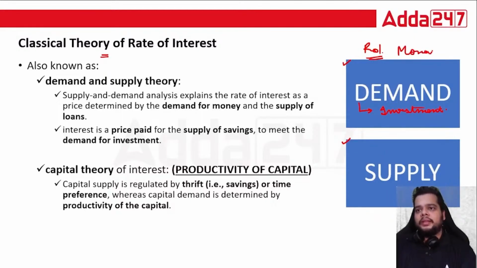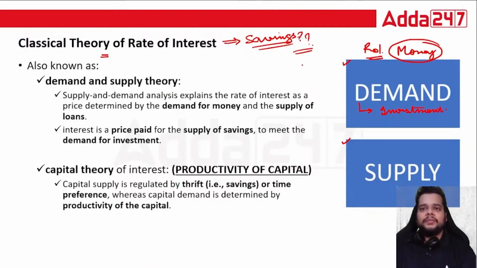Fine, money. But the classical economists will say not money; always they will say savings. But where these savings come from and how they are being spent, nobody talks about, and that is the major criticism of the classical theory. So demand will be there for the savings by the investors.